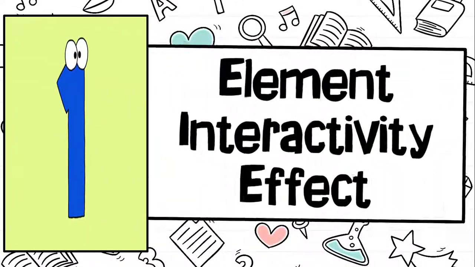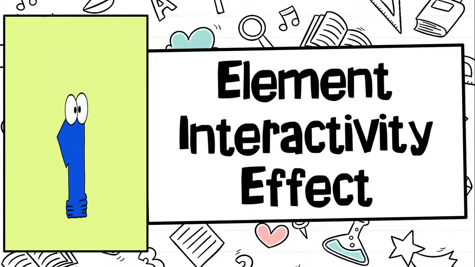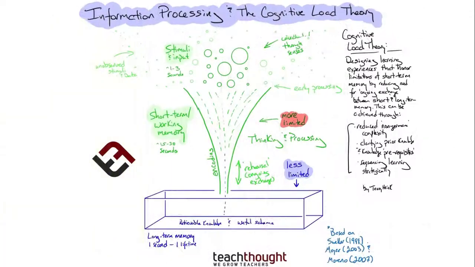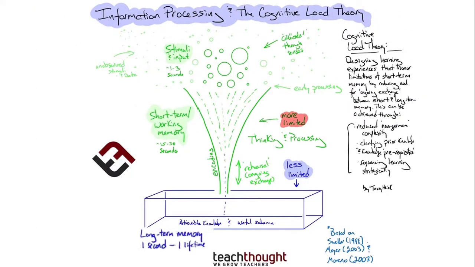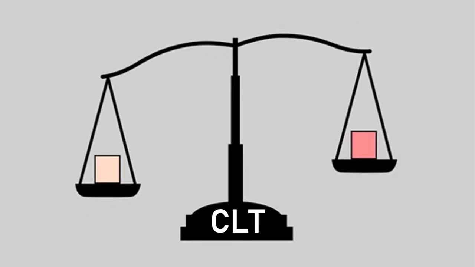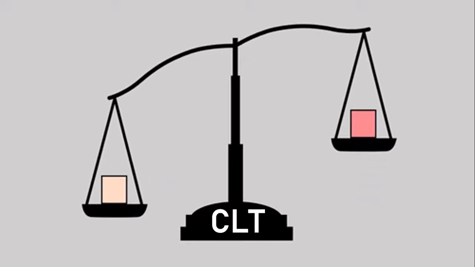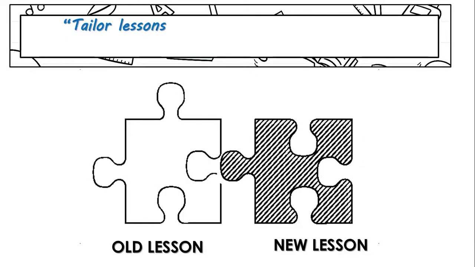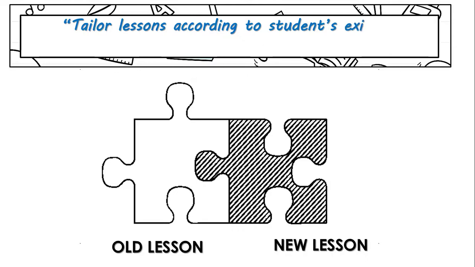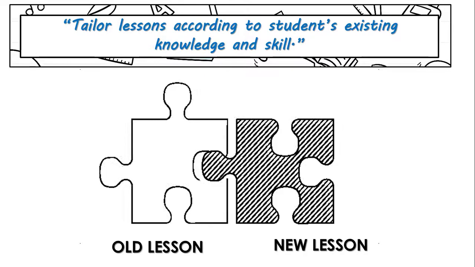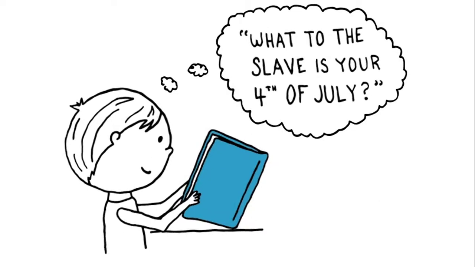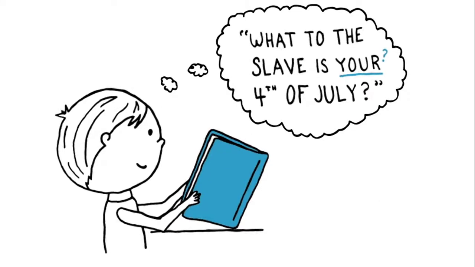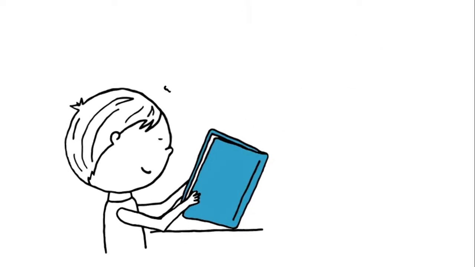Number 1, the element interactivity effect. One of the most important implications of cognitive load theory for teaching practice is the need to optimize students' cognitive load by striking the right balance between too much and too little load. To do this effectively, teachers need to tailor lessons according to learners' existing knowledge and skill. Drawing on information that is already stored in learners' long-term memories can help reduce cognitive load and thus result in more effective learning.